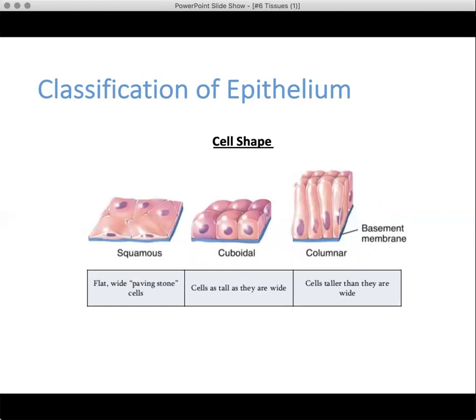There are squamous cells, which are thin, flat cells. Cuboidal cells are cube-shaped cells. Columnar cells are tall, column-shaped cells. And then there's also transitional. This is when cells can change their shape, and that's usually due to stretching. So the cells will go from like being cuboidal, for example, to squamous when they get stretched flat.